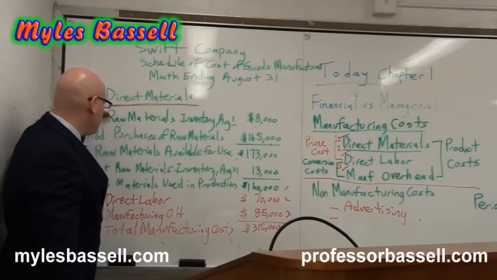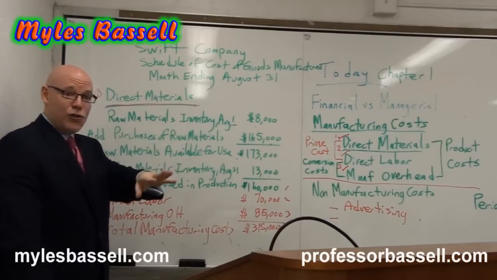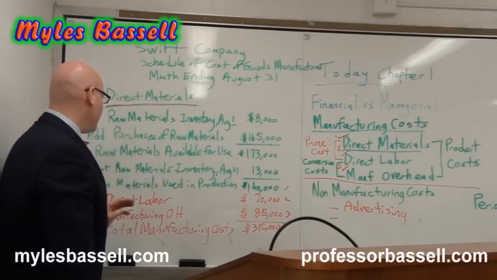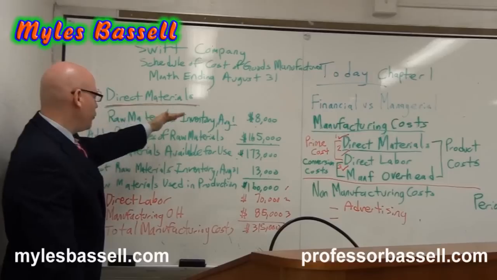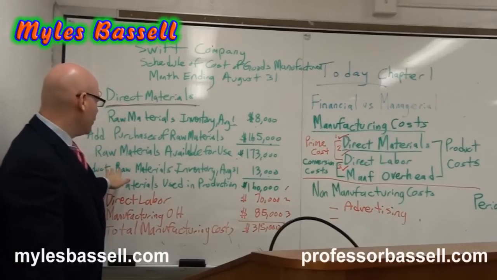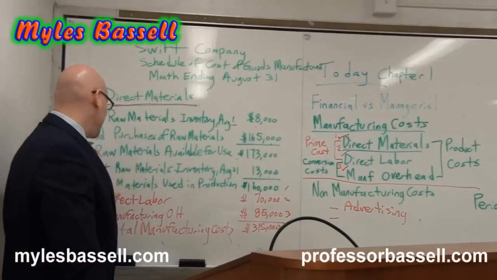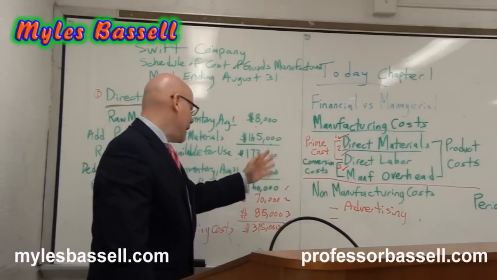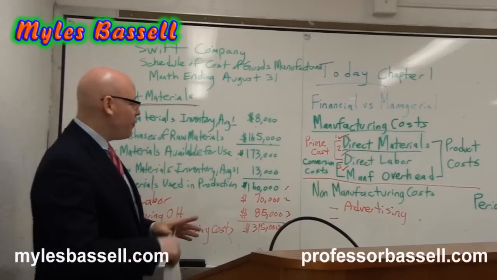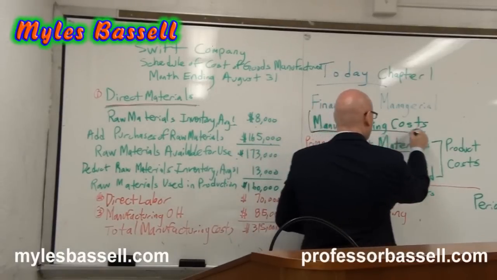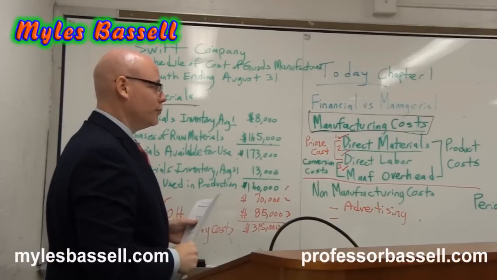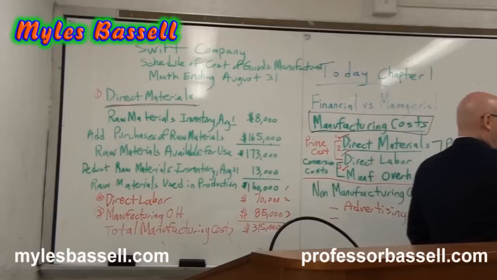So that's the same format you need to use when you prepare the schedule. And when you do that on the exam, same thing. You write it out this way. You have your direct materials, raw materials inventory at the beginning. You add your purchases. That gives us the raw materials available for use. Then you deduct the raw materials you had at the end of the month. That gives us the raw materials used in production. Then to that you add the direct labor. Then you add the manufacturing overhead. And that gives us the total manufacturing cost. And that's what we put up here, the total manufacturing cost.